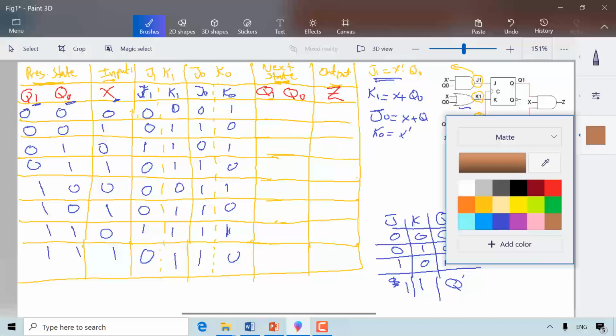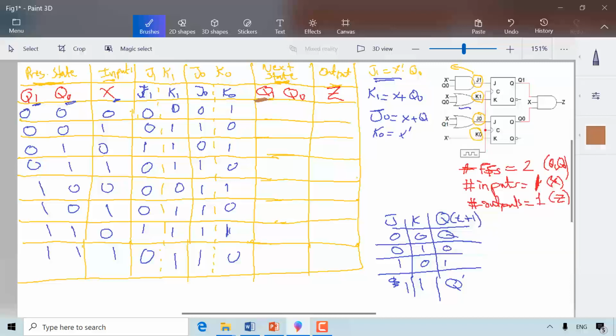Now notice what I will do. I'm going to look at Q1, which is right here. I'm going to look at the value of J1 and K1. In this case, J1 and K1 is 0, 0. According to the table, 0, 0 means the Q stays the same. So Q1, which is equal to 0, stays the same as the next state.